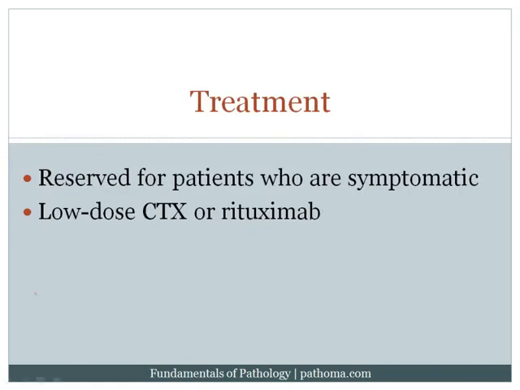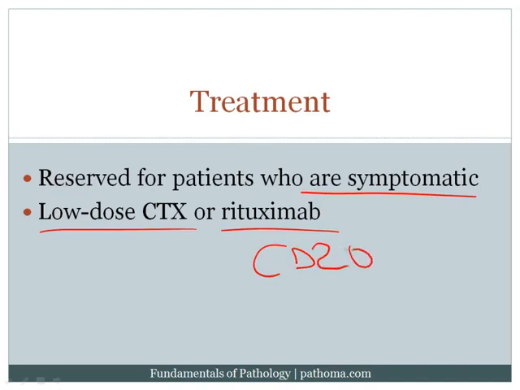These patients are relatively asymptomatic, and they live for a long period of time with this disease. Treatment is usually reserved for patients who are symptomatic, and one way by which we could treat is to give low-dose chemotherapy. Another way would be to give a drug called rituximab, which is an anti-CD20 antibody. So this is another way by which we could treat follicular lymphoma.